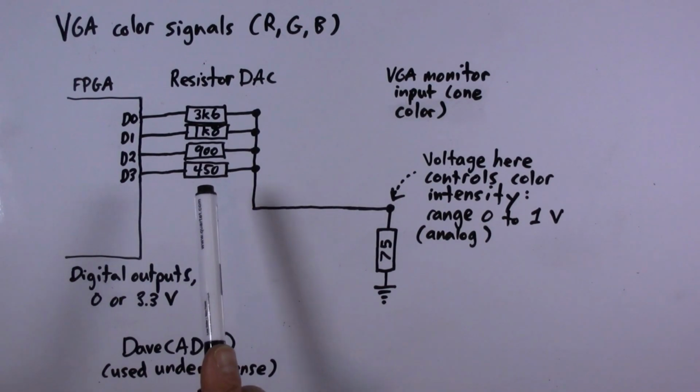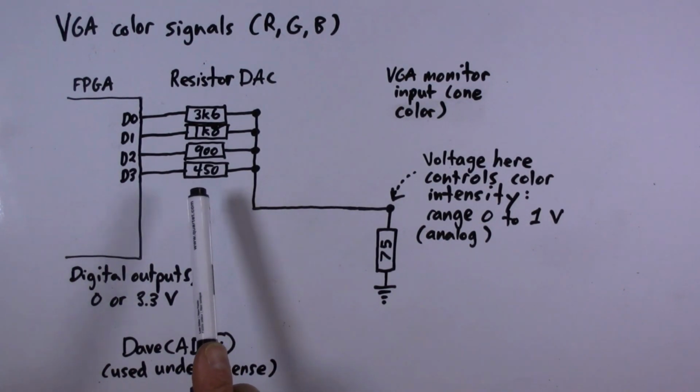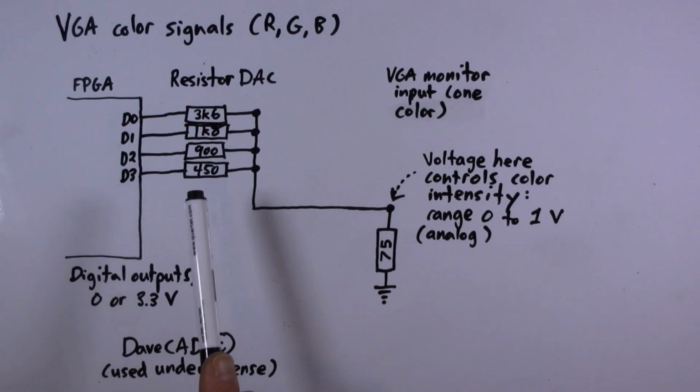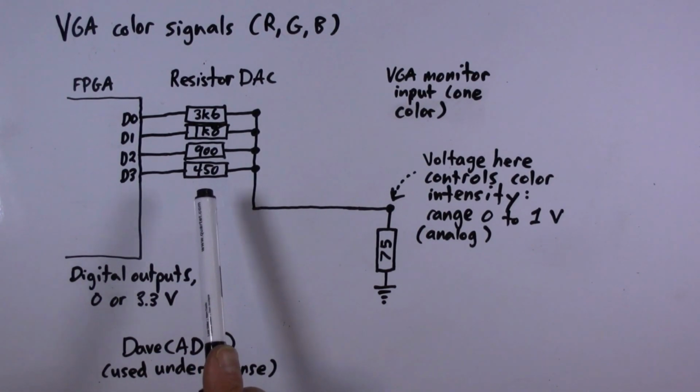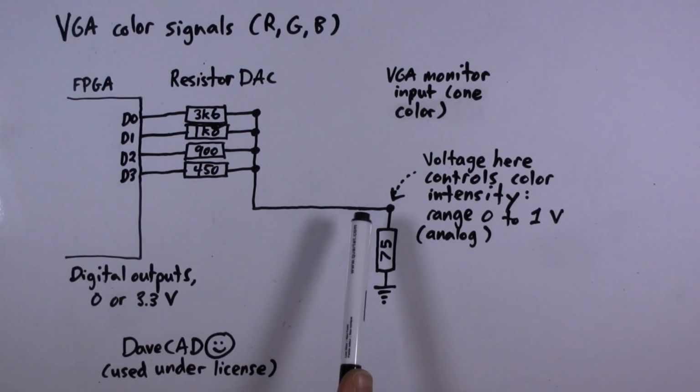So now the question is, what resistor values do we pick? And I've picked these specific ones because I have determined experimentally via a simulation that these are a good set of values that will produce about the right range of voltages here at the VGA input. Okay, let me show you the simulation.